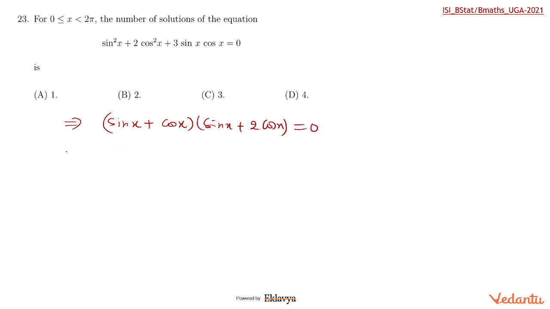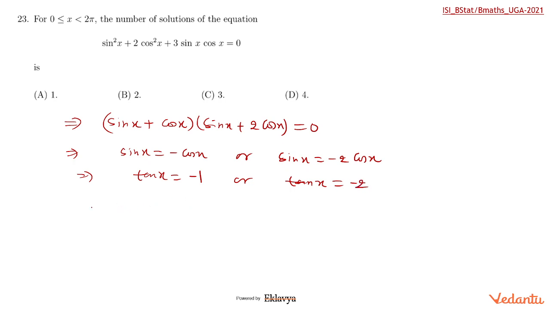तो यहाँ पे जो है दो फैक्टर आ गए. फर्स्ट ब्रैकेट से sin x इज माइनस ऑफ cos x और सेकेंड से sin x इज माइनस 2 cos x. From here we get tan x as minus 1 or tan x as minus 2. So in 0 to 2 pi, one complete, या आप ग्राफ भी बना सकते हैं. tan x का ग्राफ बना देता हूँ.